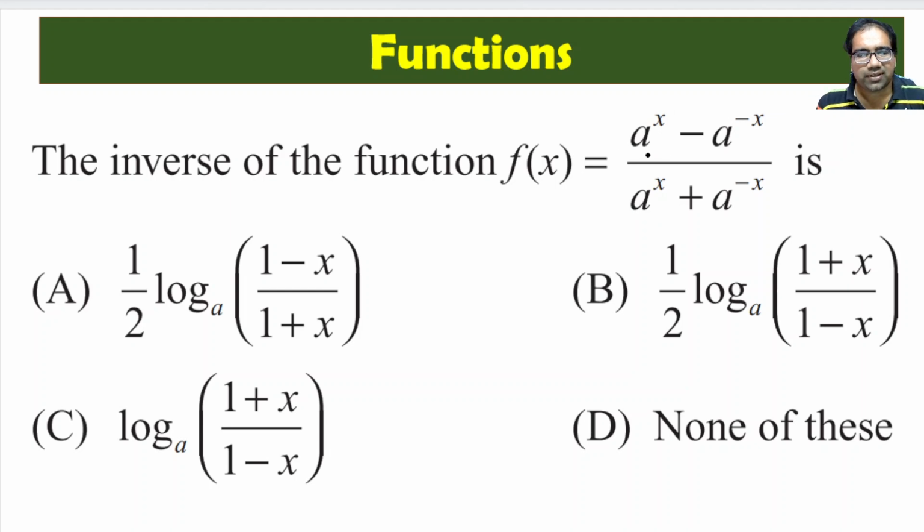First, let us try to simplify this. a^x minus a^-x. a^-x we can write as 1 by a^x. Then this becomes (a^2x - 1) by (a^2x + 1).